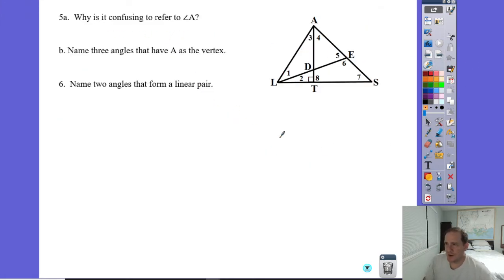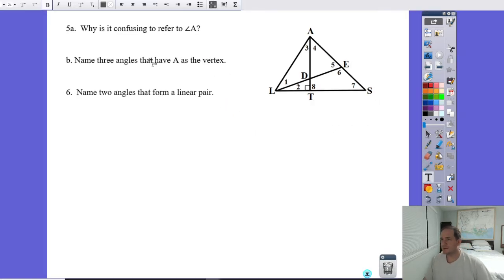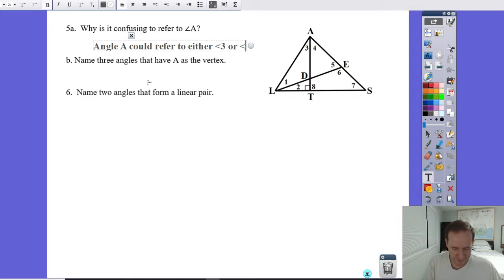So 5 is asking why is it confusing to refer to angle A, and you actually have to answer that in words. So you'd say something like angle A could refer to either angle 3 or angle 4 or angle LAS.